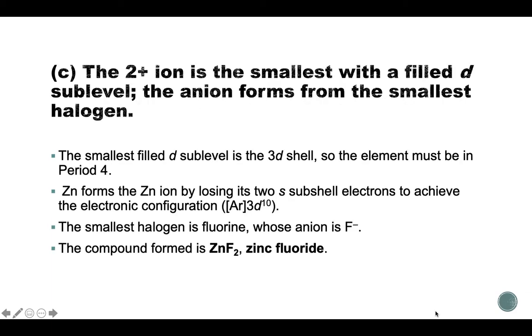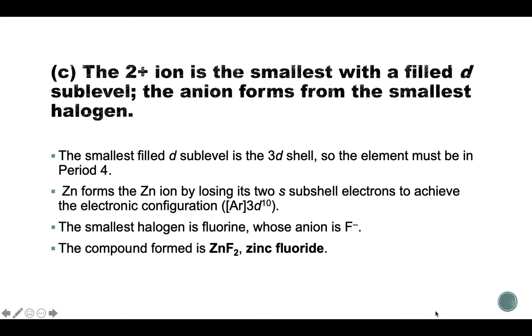For part C, the 2 plus ion is the smallest with a filled d sublevel. The anion forms from the smallest halogen. The smallest filled d sublevel is the 3d shell, so the element must be in period 4. This is because although there is a 3d subshell in period 3, in compliance with the Aufbau principle, it is not filled until period 4.